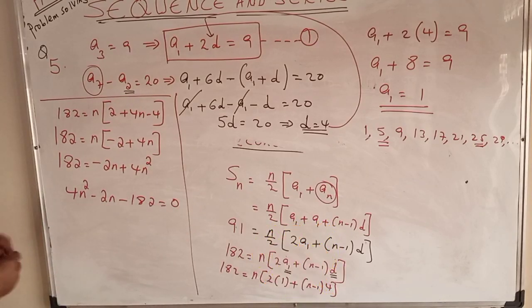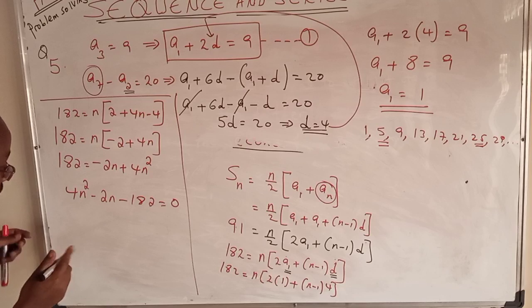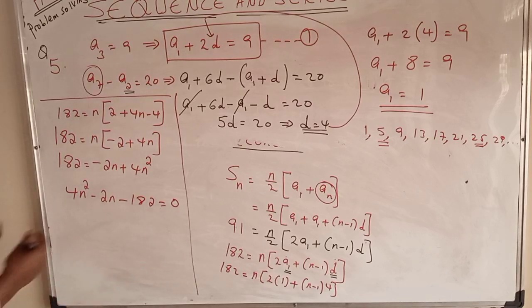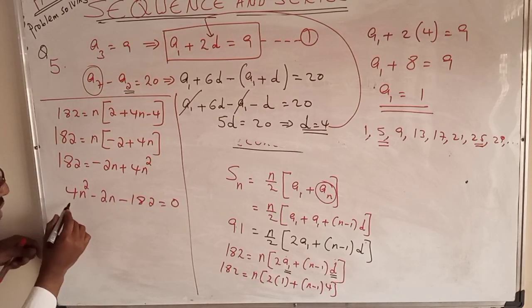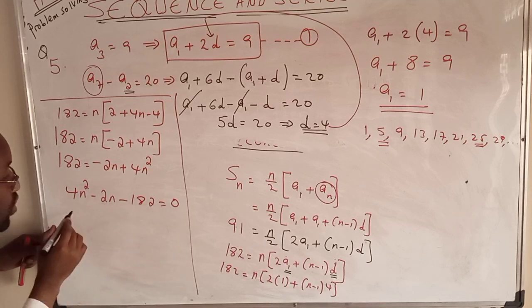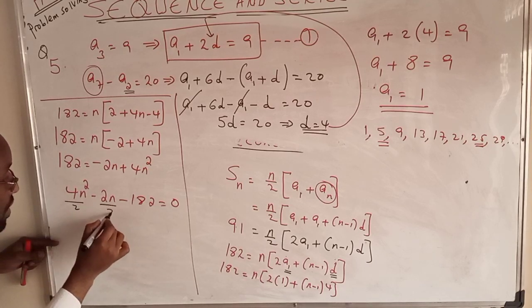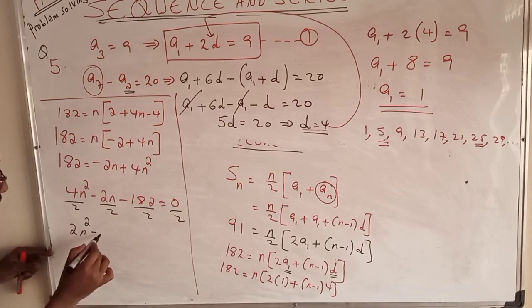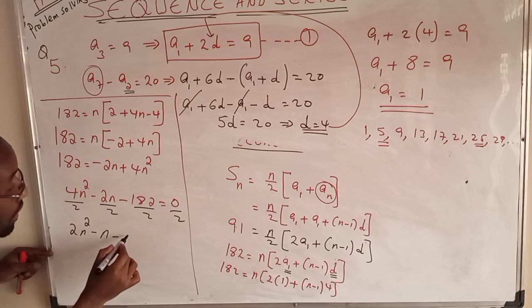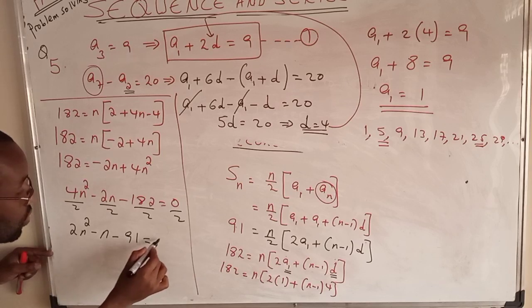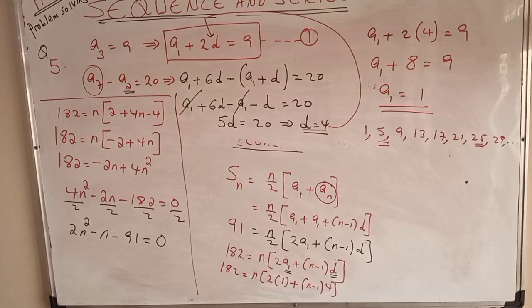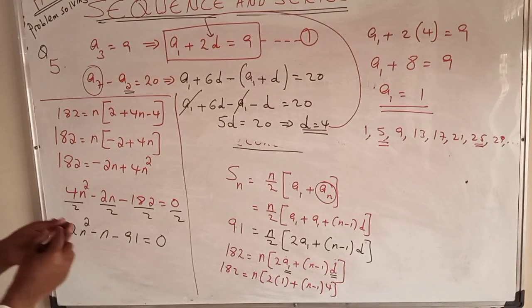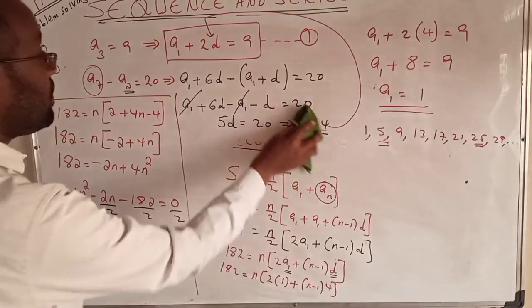This is a quadratic equation. I think you learned this in your grade 9. So we can solve this quadratic equation either by the quadratic general formula or using the method of factorization. All right, let us reduce this by dividing both sides by 2. So what you get here is 2n squared minus n minus 91 equals 0. Now let us solve this using the quadratic general formula.